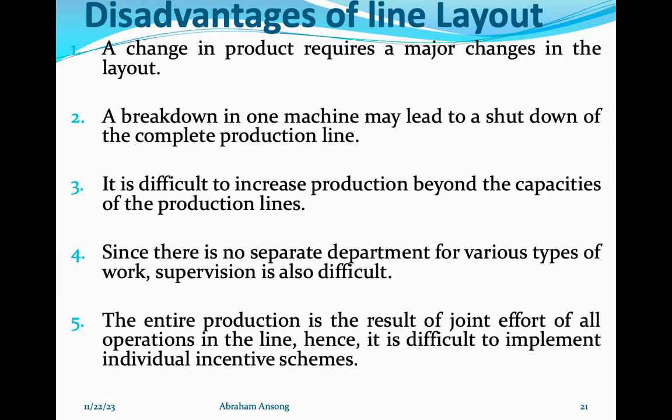Point 2, a breakdown in one machine may lead to a shutdown of the complete production line. I said they are very interdependent on each other. So whenever there's a breakdown in step 1, or let's say step 3, it shuts the entire system down, because each step depends on the other. If step 1 is down, step 2 can't work, step 3 can't work, step 4 can't work. If step 2 is down, 3 cannot work, even 1 cannot work, because if they start, 2 cannot continue with the process.